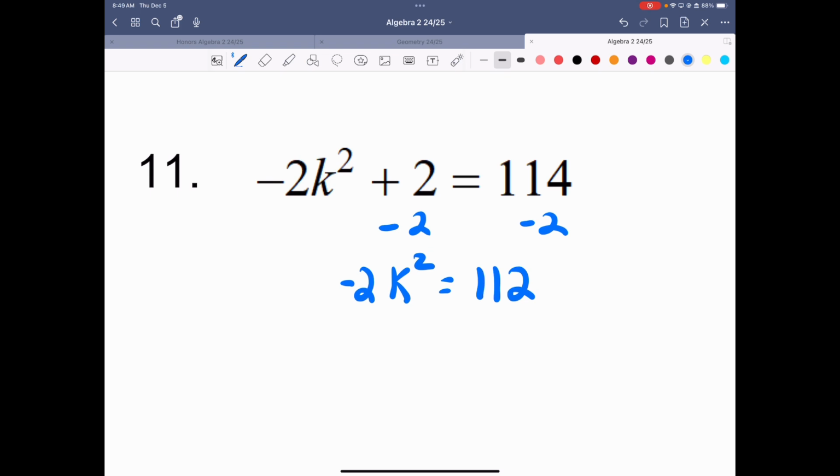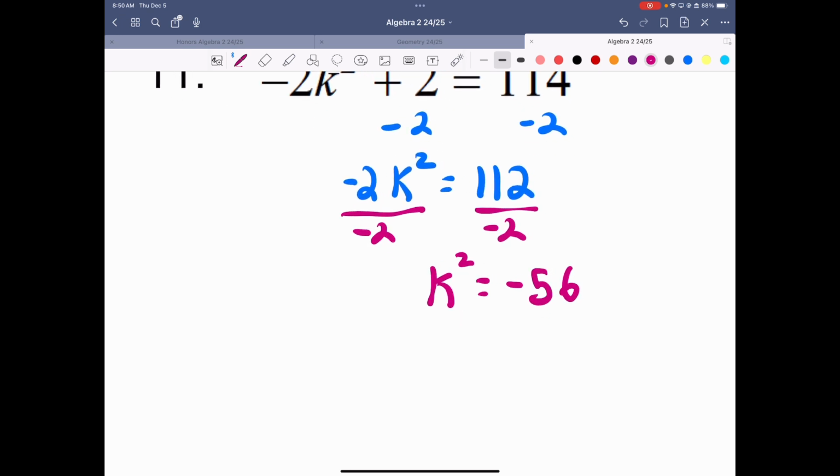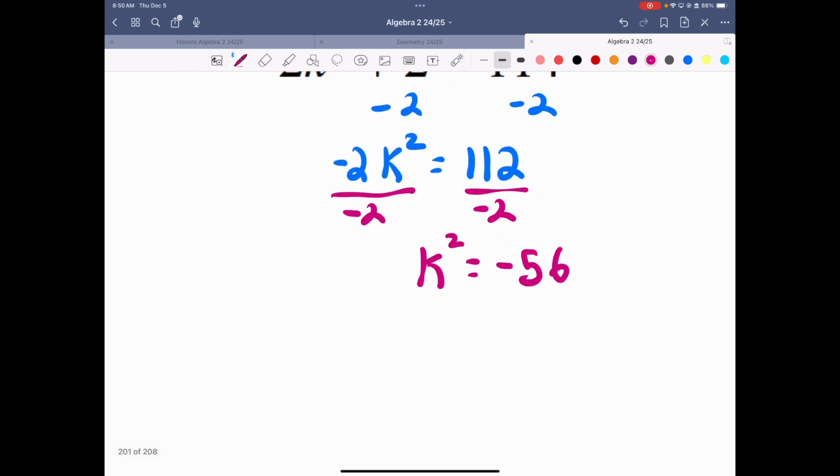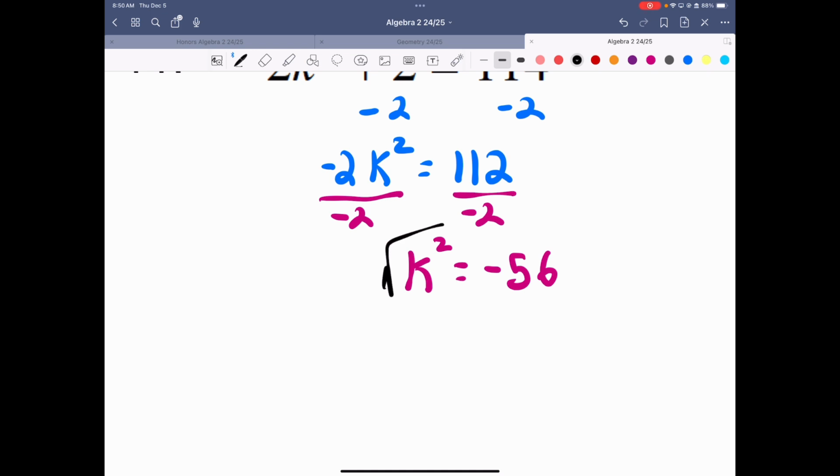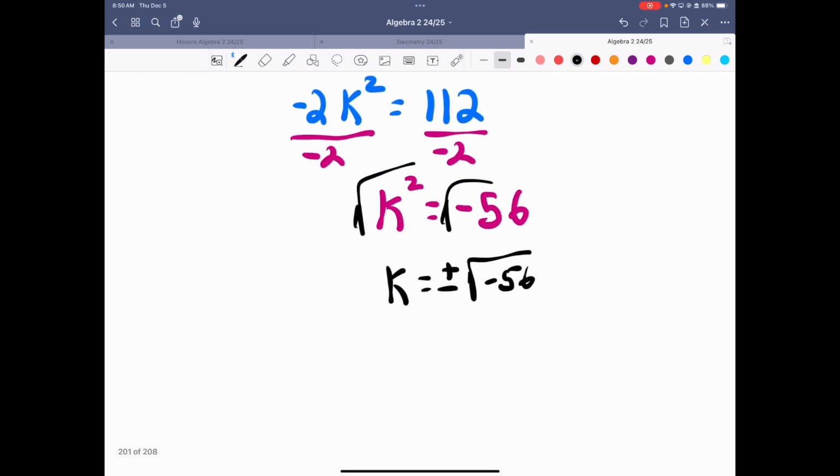I still have negative 2 being multiplied by my variable, so I need to divide by negative 2. So now I have k squared equals negative 56. We got k squared equals negative 56. Take the square root of both sides. So k is going to equal plus or minus the square root of negative 56. So now that's not a perfect square, so we have to deal with it.